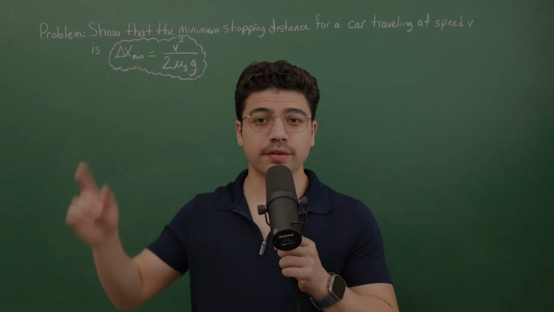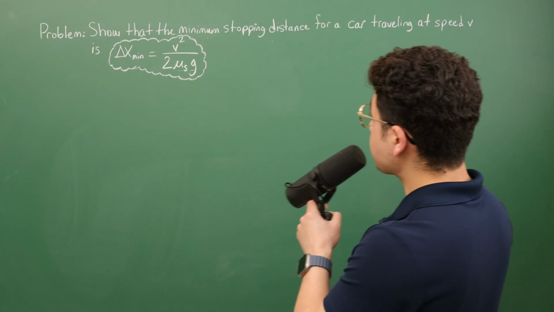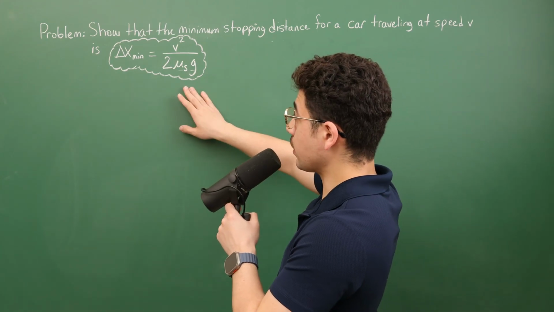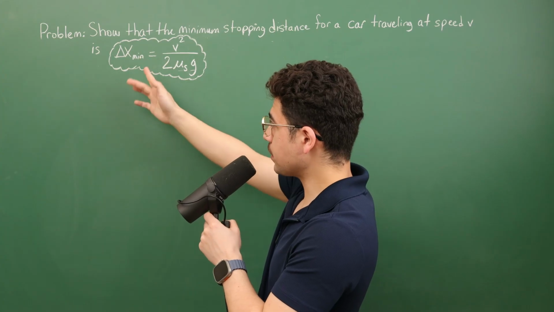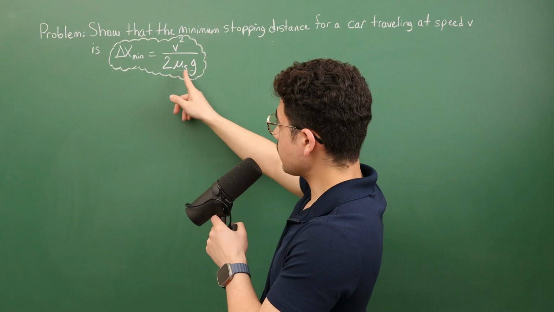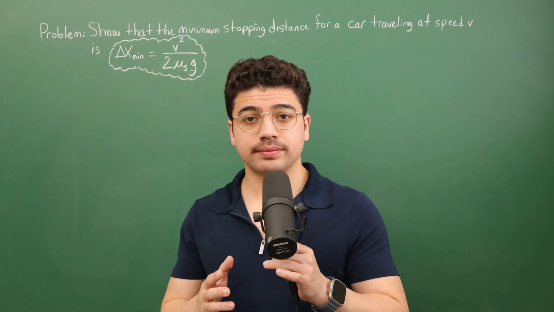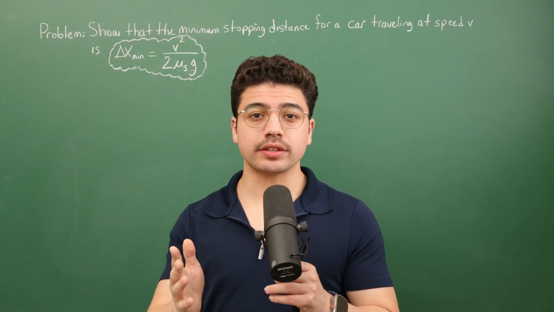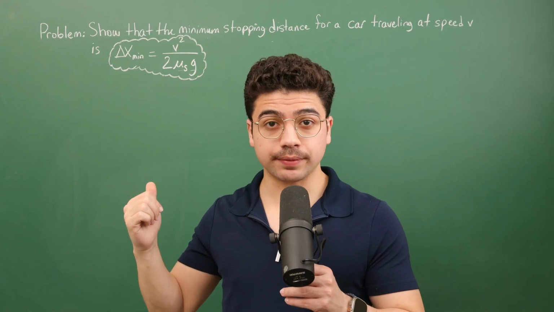In this video, we're going to be solving this problem. It reads, show that the minimum stopping distance for a car traveling at speed v is this, what I'm calling delta x min, or d min, minimum distance, equals the speed squared divided by 2 mu s times gravity. So it doesn't give us a lot of information. It just says, prove that this is right. Show us that you can derive the equation that we're giving you here.